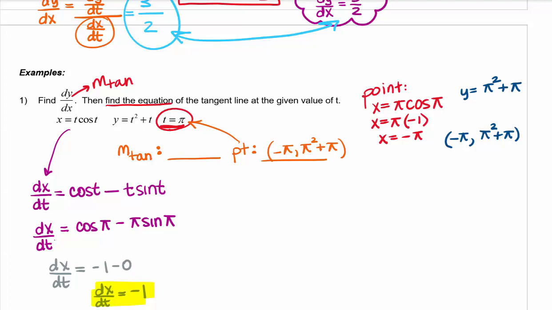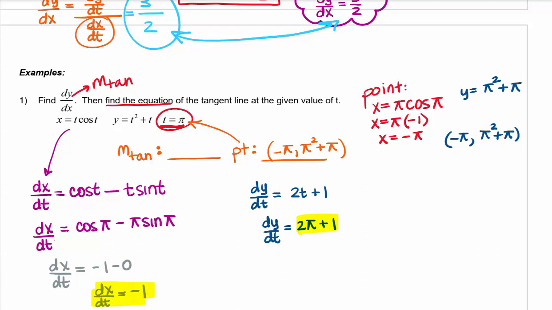Okay, now let's do the same thing or similar for dy/dt. So dy/dt, that derivative of y with respect to t, will be 2t plus 1. And again, then I have to put my value in. So my derivative of y with respect to t at t equals pi is 2 pi plus 1. It's not going to get any prettier. There's nothing else I can really do to that or that I would choose to.